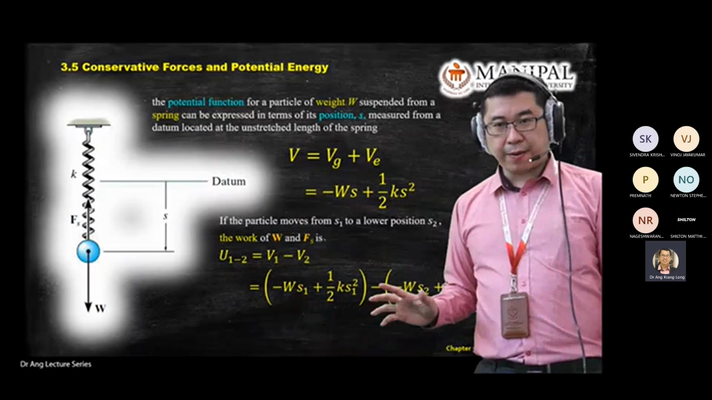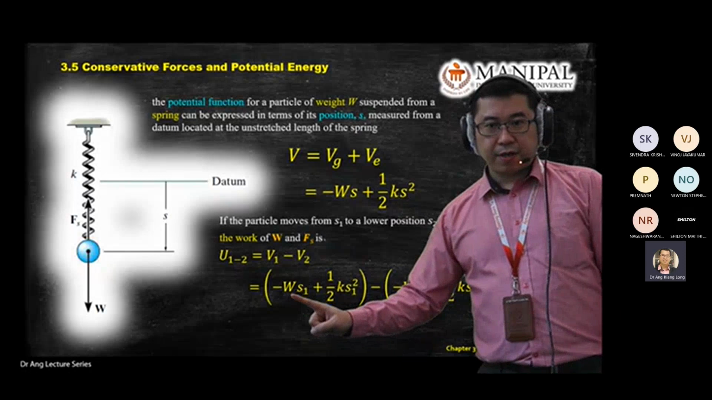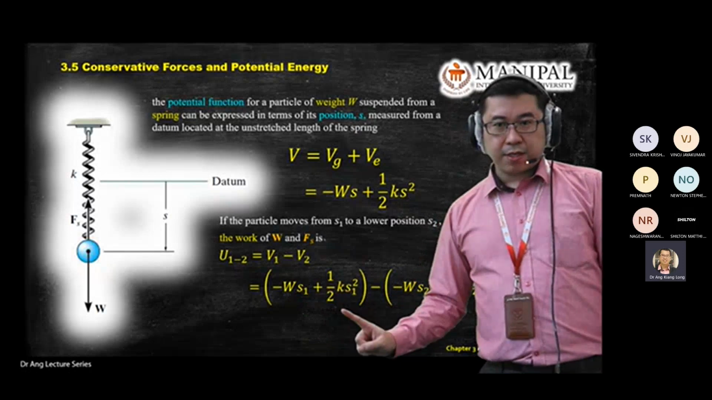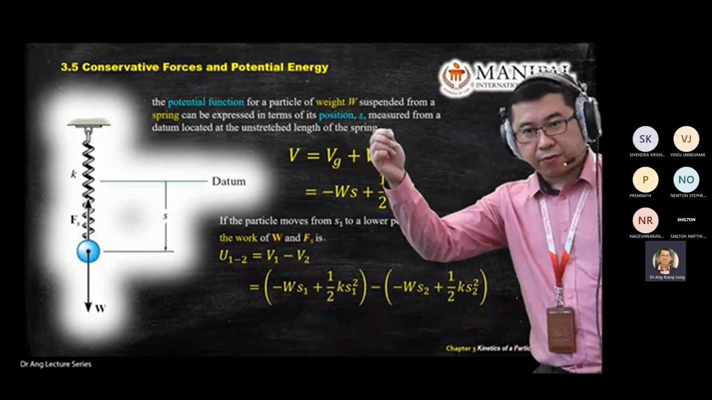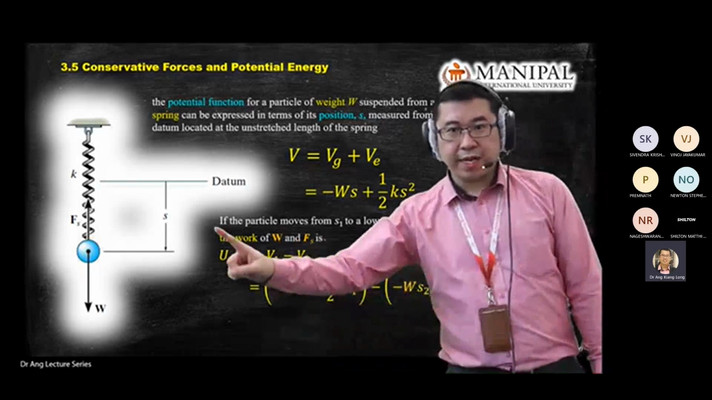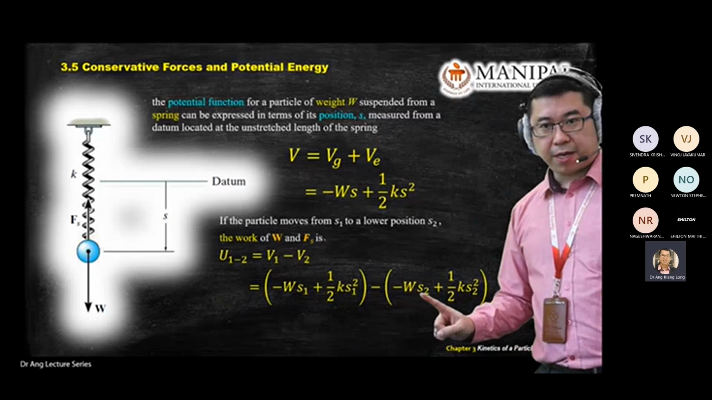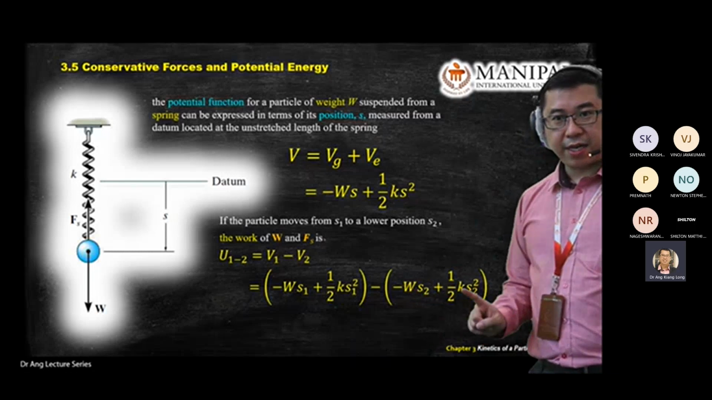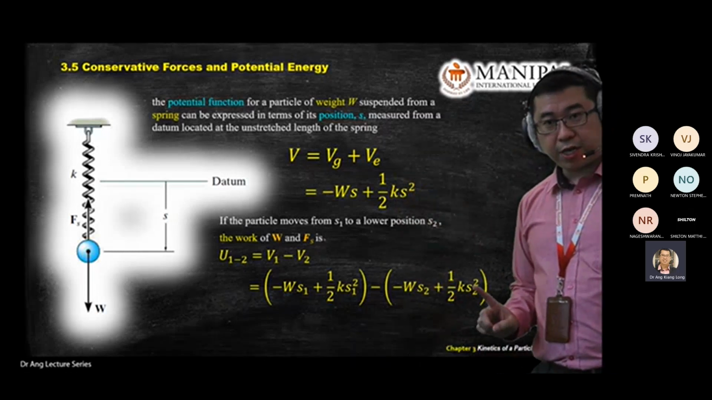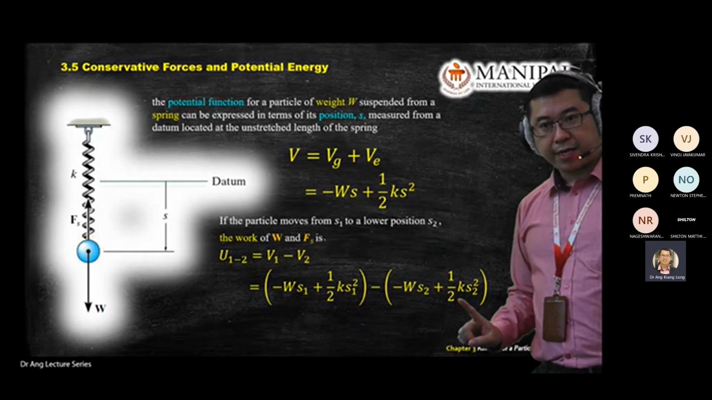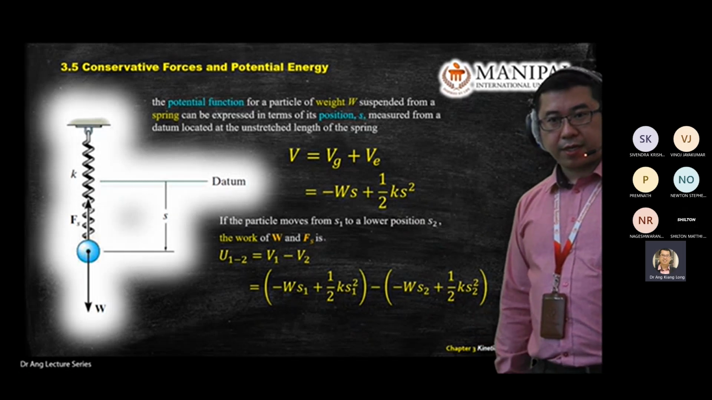As you can see, what happens to the mathematical model? At position 1, you have negative WS1 plus half KS1 squared. This is position 1. What happens if you pull further down below the datum? You still get negative WS2, but the spring energy is always positive. No matter whether you pull or compress, the potential energy of the spring, an elastic object, is still positive, plus half ks squared.